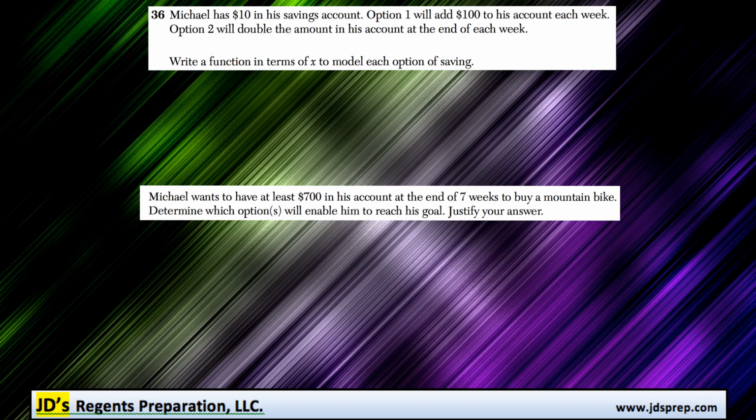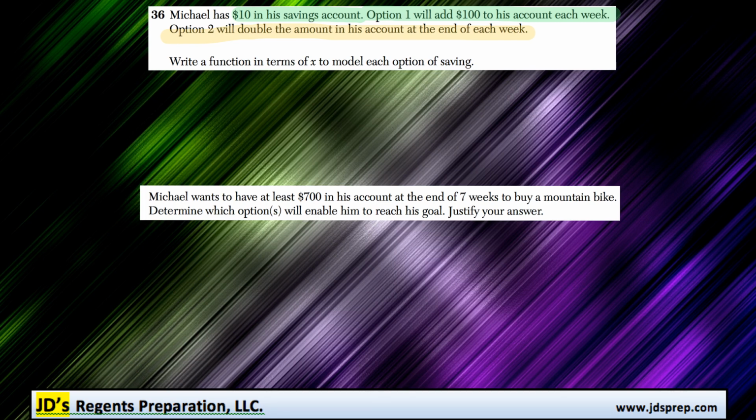This is problem number 36 from the June 2017 Algebra Regents exam. Michael has $10 in his savings account. Option 1 will add $100 to his account each week. Option 2 will double the amount in his account at the end of each week. So we need to write a function in terms of x to model each option.